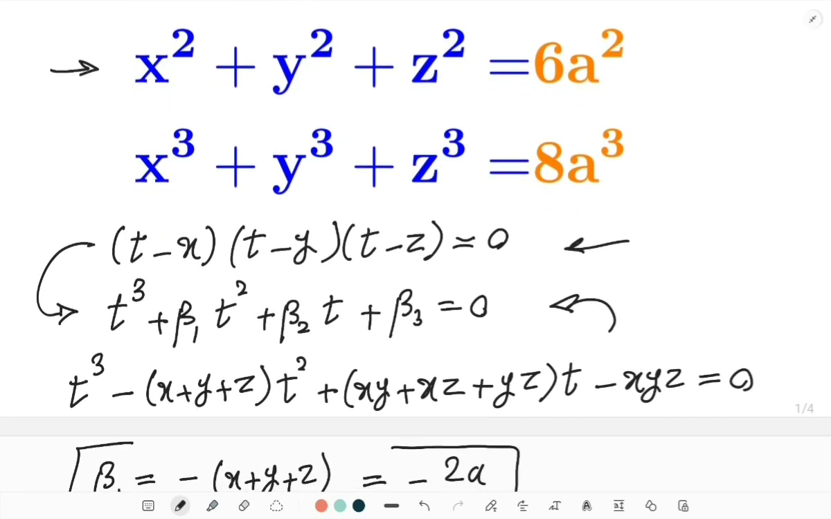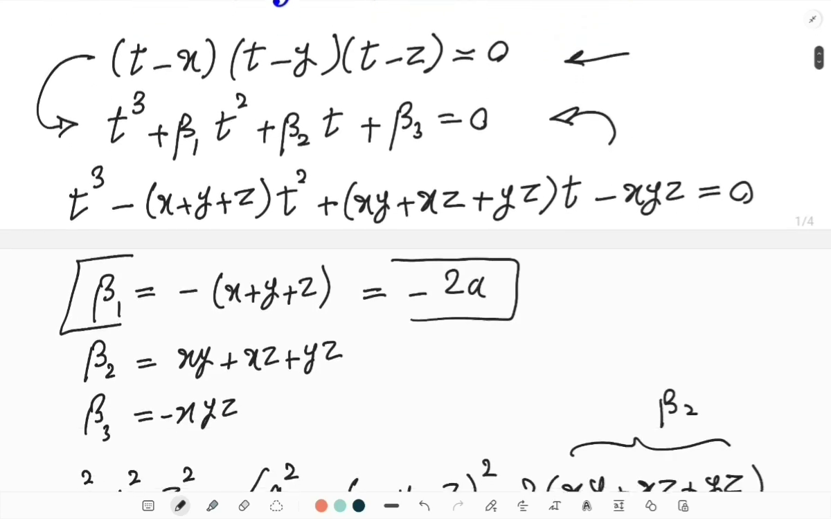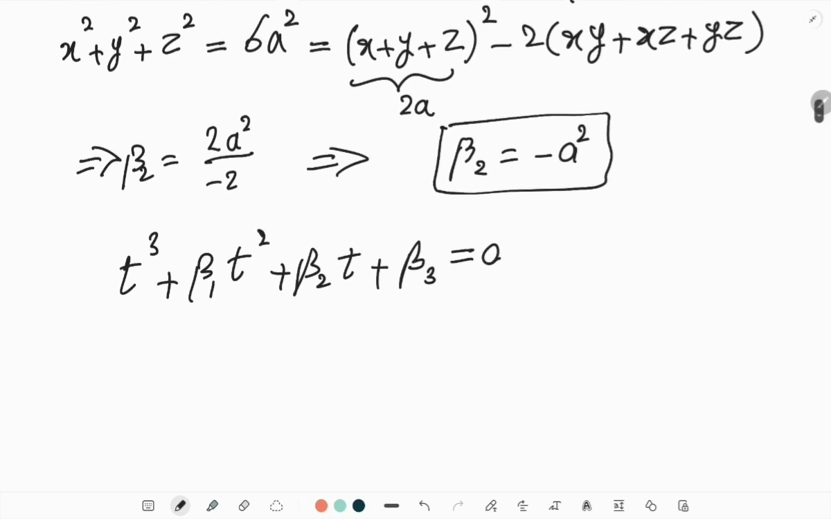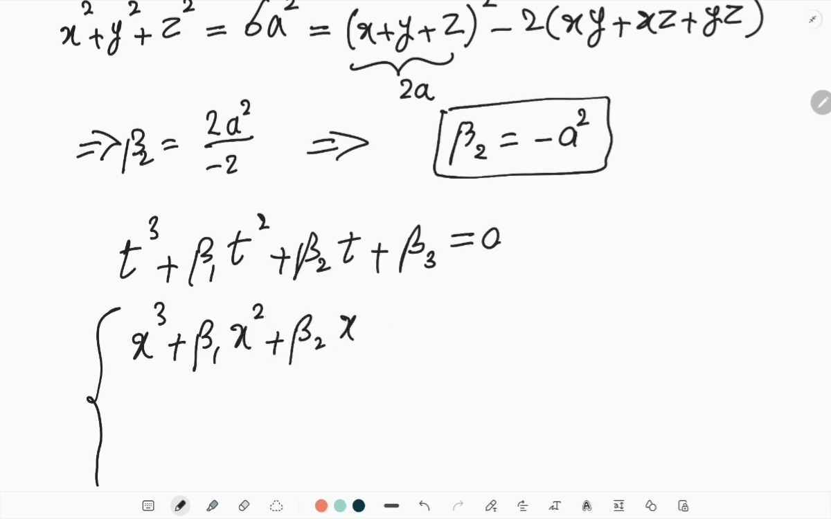So let's again pay attention to the general form of this cubic equation here. So we have t³ plus beta 1 t² plus beta 2 t plus beta 3 is equal to 0. And we know x, y, z should be the roots of this equation because that is how we defined it. And it tells me then I can write x³ plus beta 1 x² plus beta 2 x plus beta 3.